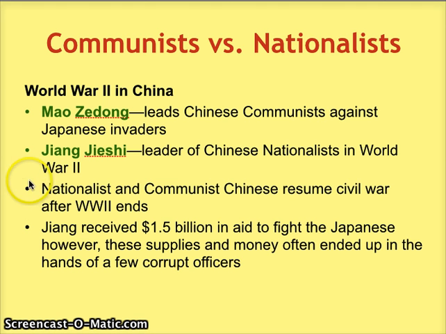But as soon as World War II ends, the nationalists and the communists are fighting each other again. So these two leaders go back to fighting each other. Jiang receives 1.5 billion in aid to fight the Japanese. However, these supplies and money often end up in the hands of a few corrupt officers. If you remember what we learned in the last chapter, Jiang's democratic government is a very corrupt democratic government. So a lot of people are being paid off, a lot of money is passing hands it should not be passing.